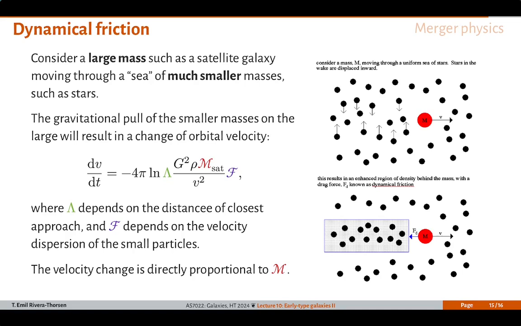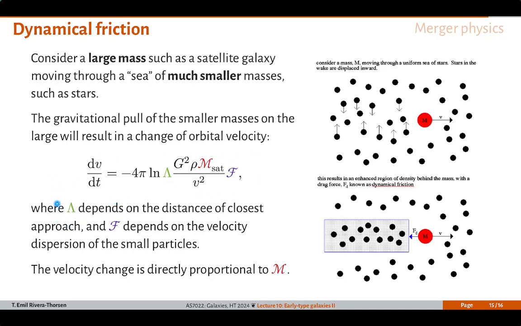Dynamical friction is an effect of a scenario where a large mass, such as a satellite galaxy, is moving through a sea of much smaller masses, such as stars, for example, a satellite galaxy moving through the stellar disk or the outskirts of an early type galaxy or the stellar disk of a spiral galaxy. And so the gravitational pull of the smaller masses on the large one will result in a change of orbital velocity, which is given by this formula here.